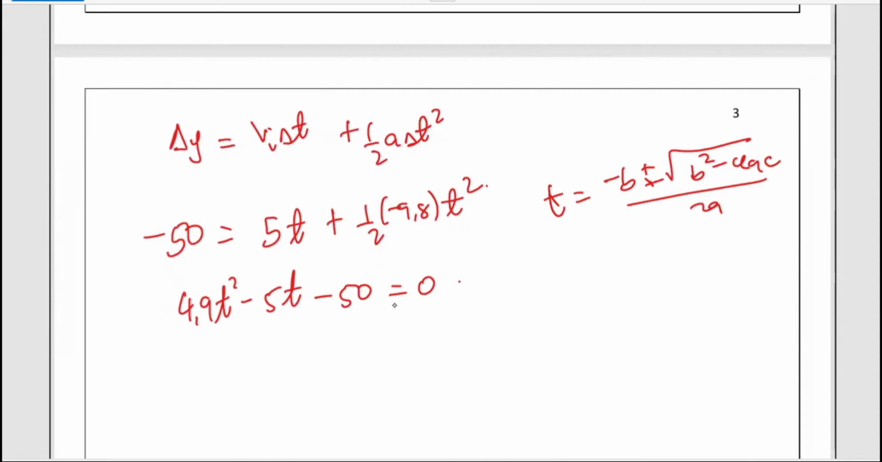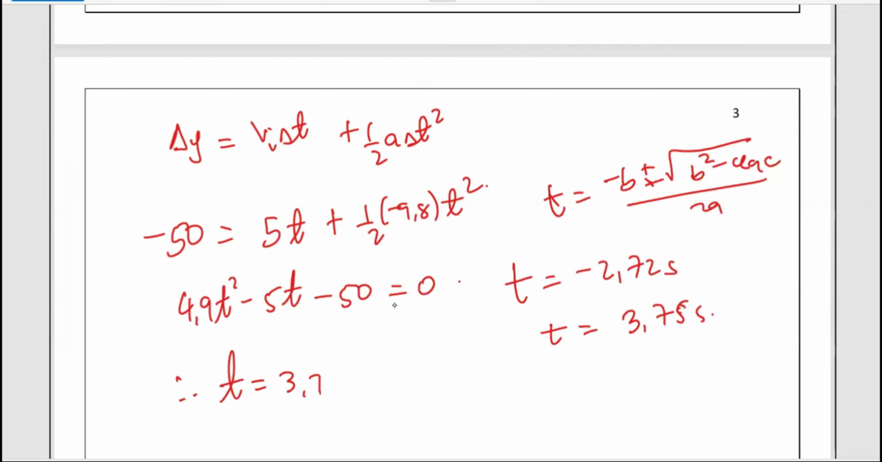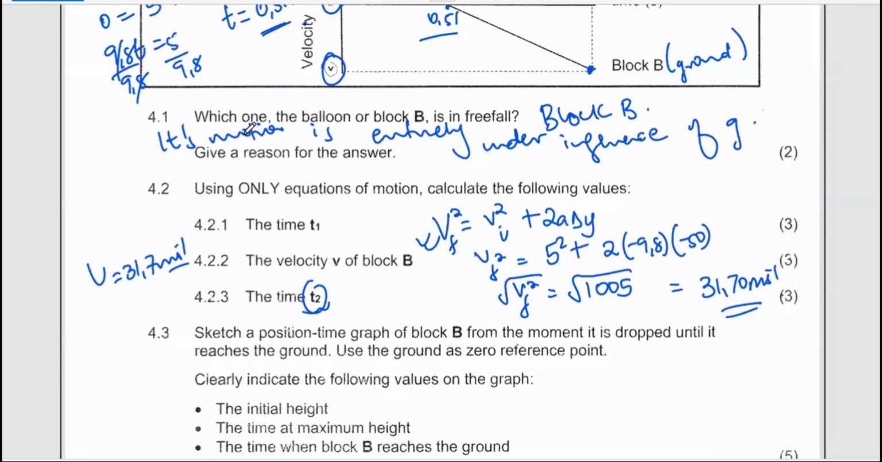what do we get here? Let's see, 4,9, minus 50. I'm getting two answers, negative 2,72 seconds, and 3,75 seconds. We know that time can never be negative, so our T of interest is 3,75 seconds. Then we move on to 4.3.